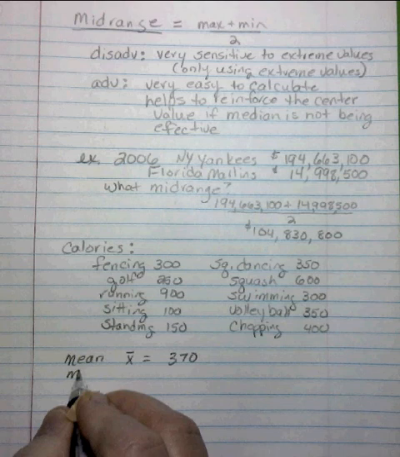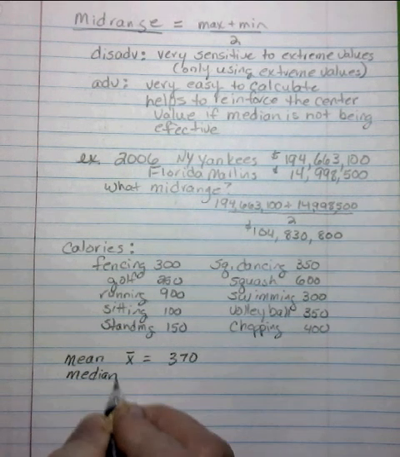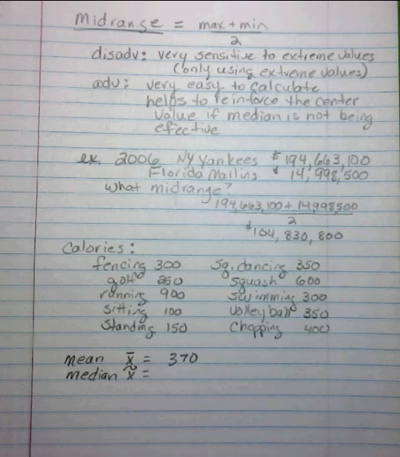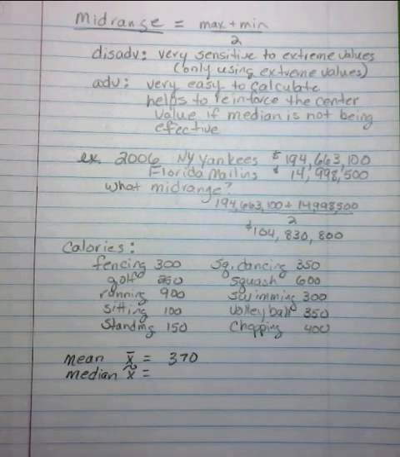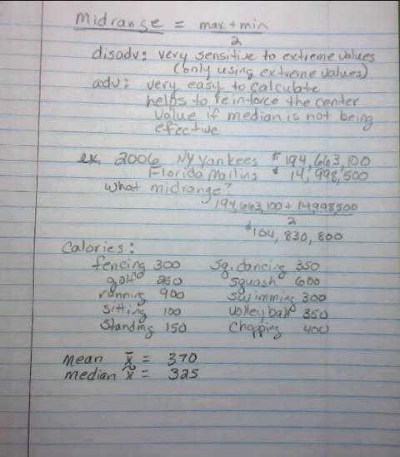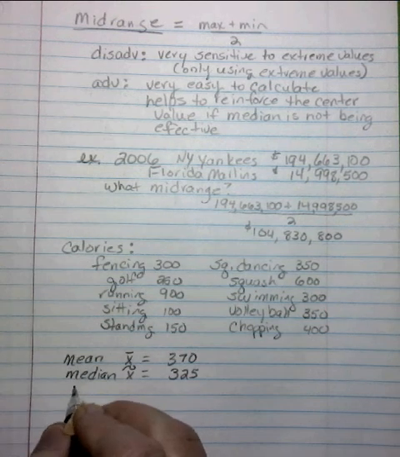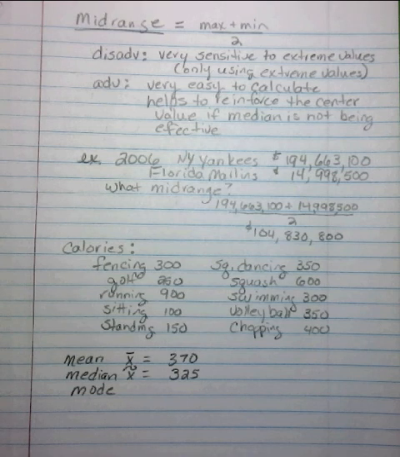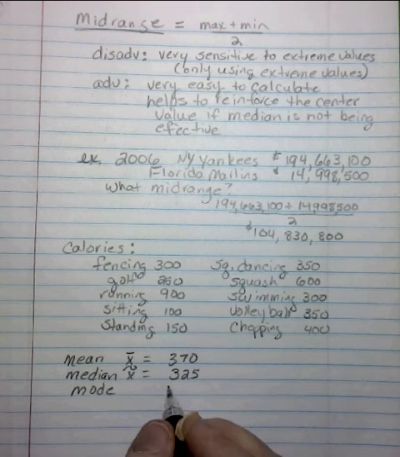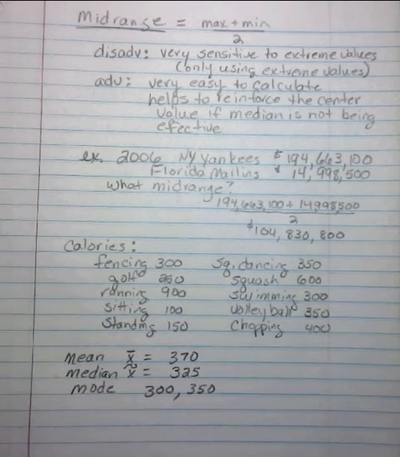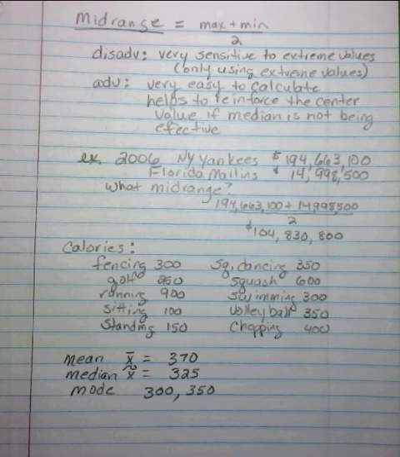The median, we would arrange the items in order and find the item that would be in the middle. So we would use the 5th and 6th item and find the average of those two. And so that should give us 325 for the median. The mode would be the item that occurred most often. And there are two items that occur the same number of times, and that would be 300 and 350. So there are two modes, or it is bimodal.